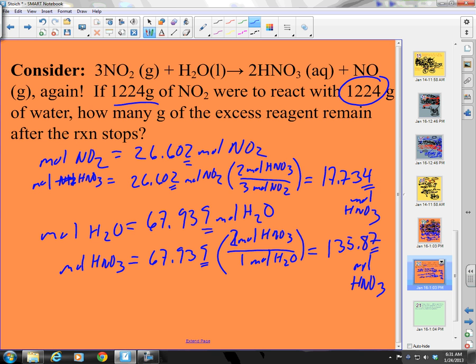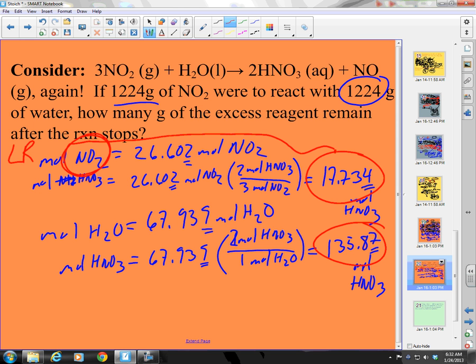Now what do we do? We compare these two, right? We compare this to this. Which one is the smaller amount? This is the smaller amount, meaning it came from where? It came from my nitrogen dioxide. Nitrogen dioxide, yes, which means it's the limiting reagent, which means my water is the excess reagent.